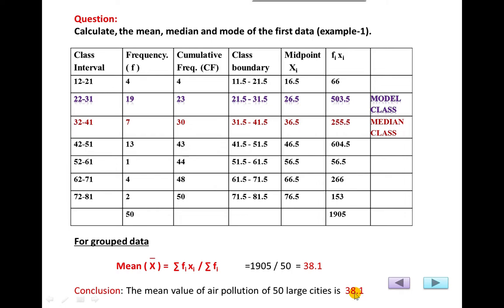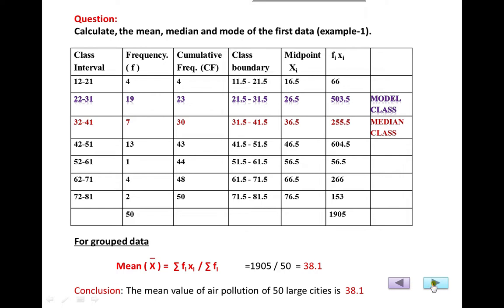So after this we will calculate the median value, the median of the data, and you know that first we require the median class. So this is the median class. How do we calculate the median class, how do we find the median class? This is the most important thing. First we will find the median class, then we can find the lower class boundary, frequency and CF, etc.